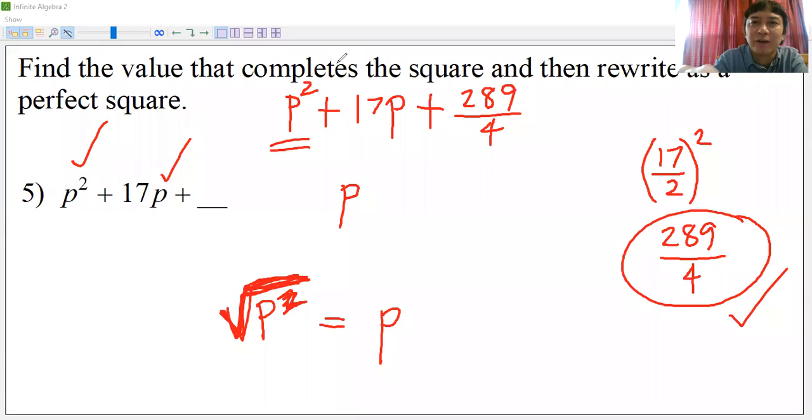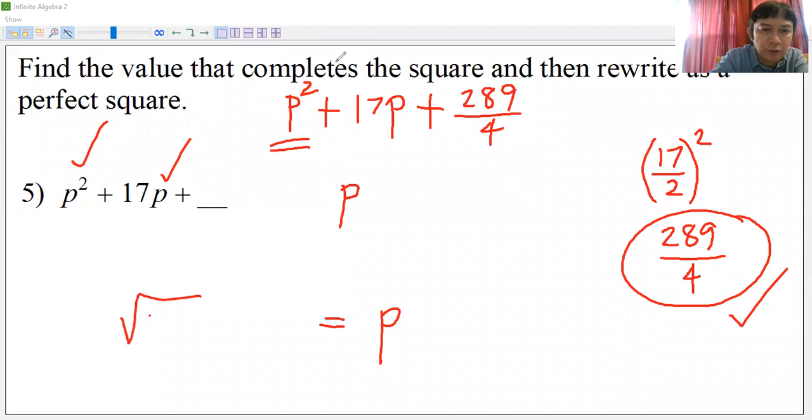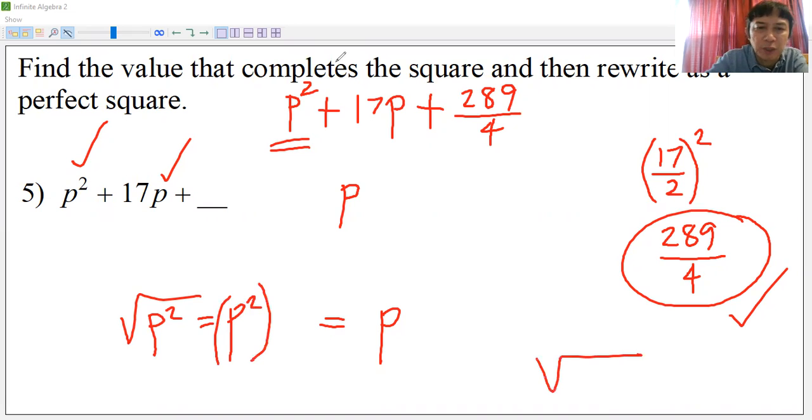I'll show you that. The square root of p squared, this means p squared, and the radical symbol like that means 1/2. And so 2 times the 1/2 means 1. From basic algebra. Okay, so let me clear that so we can continue.